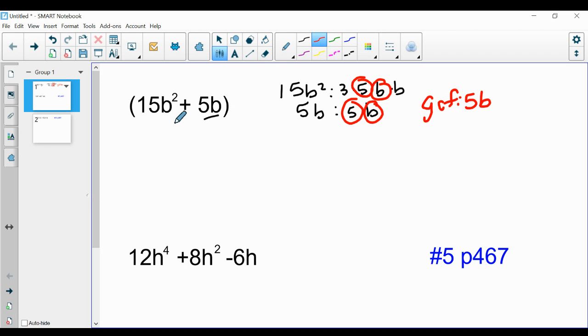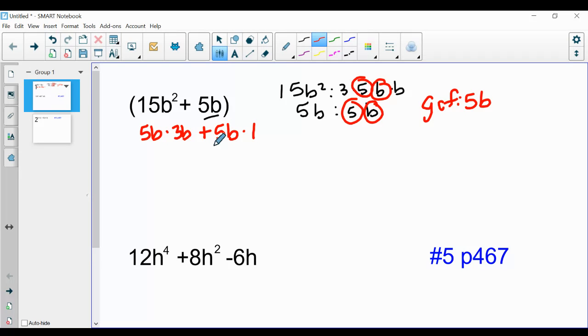Now we're only partway there. What we need to do is take it out of here. So if I were to rewrite 15b squared, taking out 5b, I would say I have 5b. What I have left over there is that 3 and the b. So that's times 3b. Now, when we take 5b out of 5b, we're left with 1. It's already factored out.